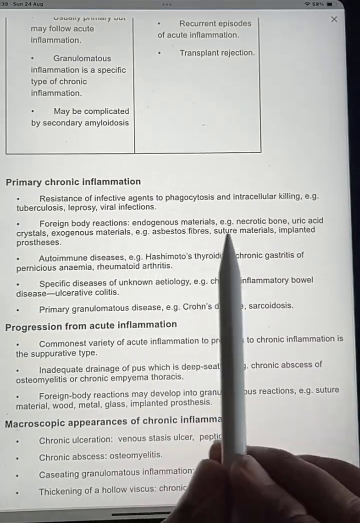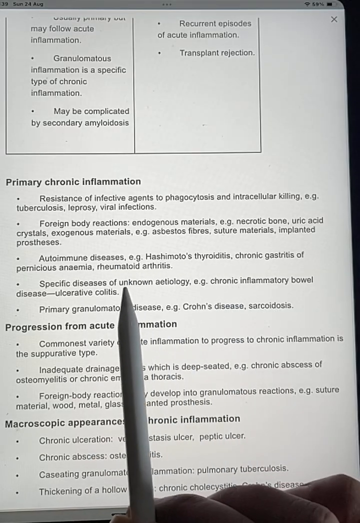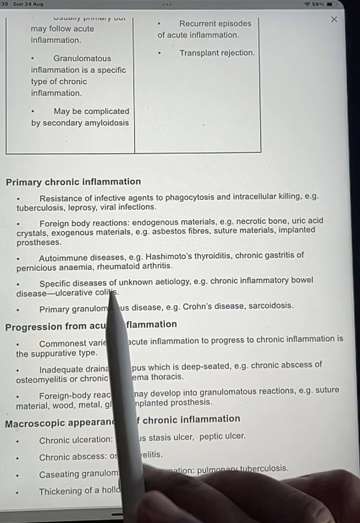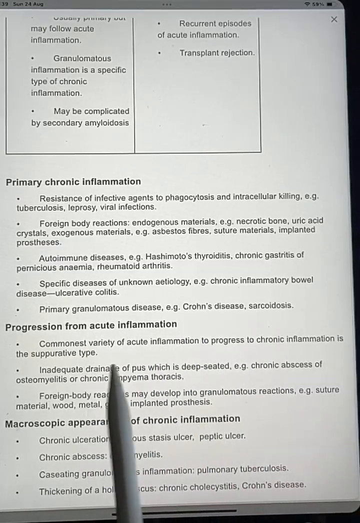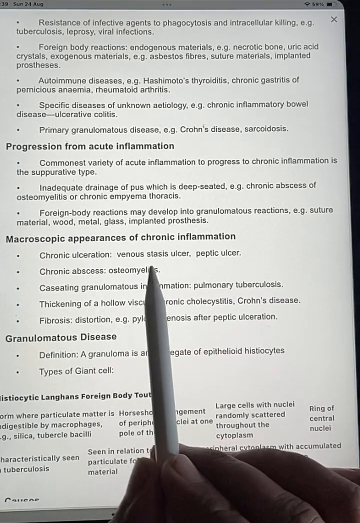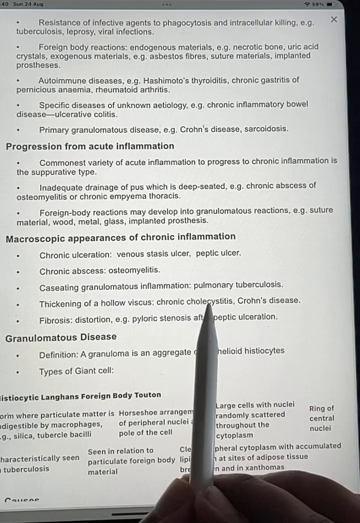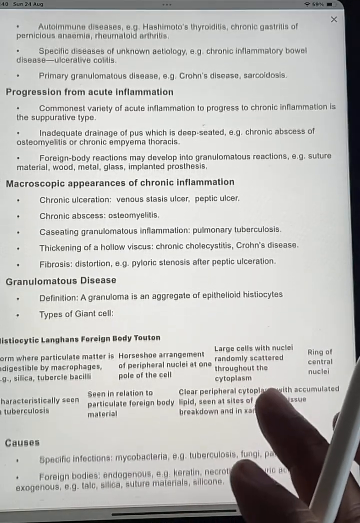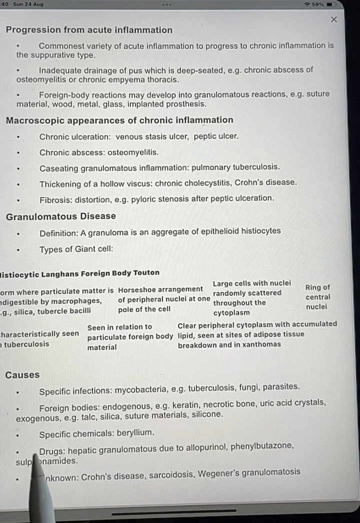Primary chronic inflammation occurs in tuberculosis, viral infection, asbestosis and Hashimoto's thyroiditis. Specific unknown cause: inflammatory bowel disease, ulcerative colitis. Progress from microscopic chronic inflammation is ulceration, such as peptic ulcers. Caseating granulomatous inflammation is seen in pulmonary tuberculosis. Histologically, Langhans and foreign body types.